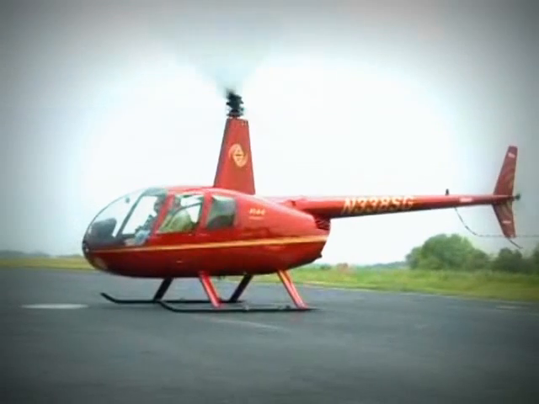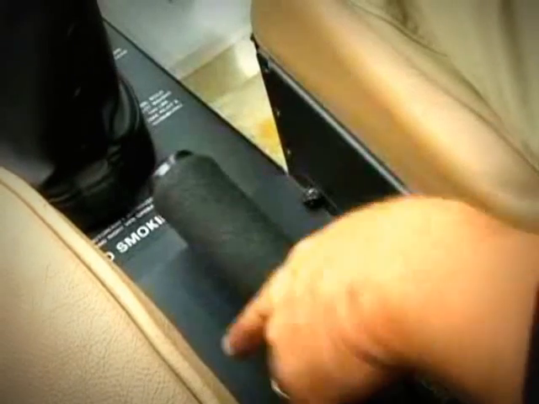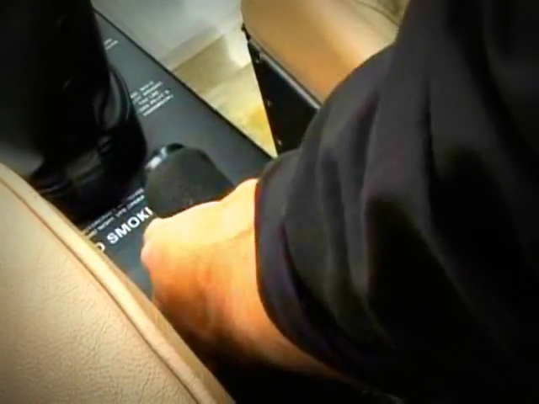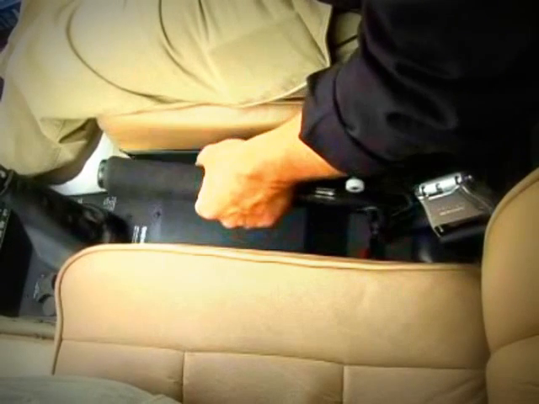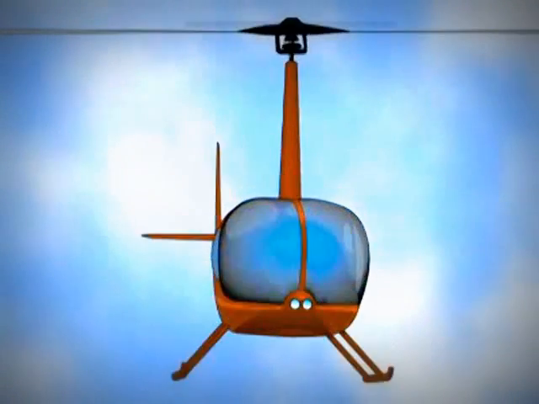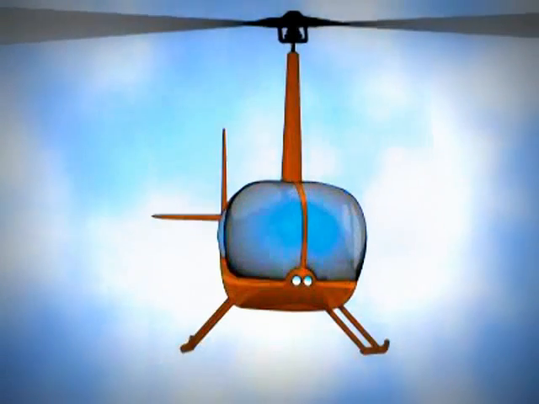Let's start with the basic takeoff. The helicopter is sitting on the ground. The pilot twists the grip to give the engine power. The blades spin up. Then the pilot pulls up on the collective. This tells all of the blades to increase their angle of attack. This produces a lot of lift and the helicopter rises.